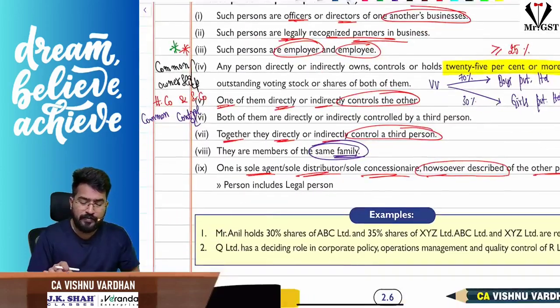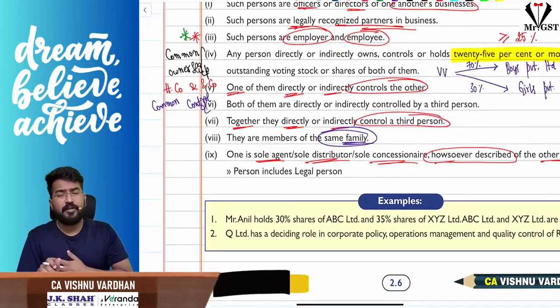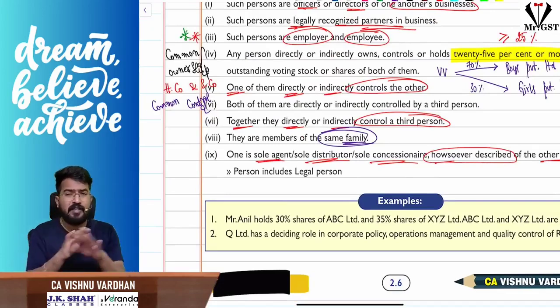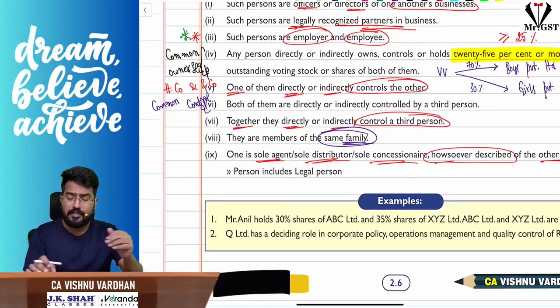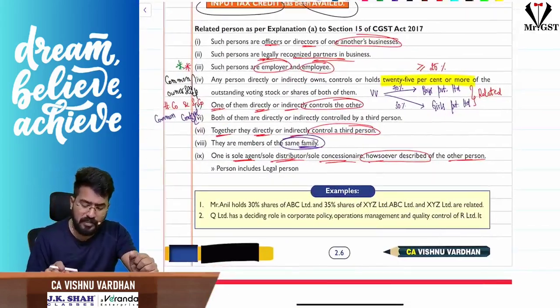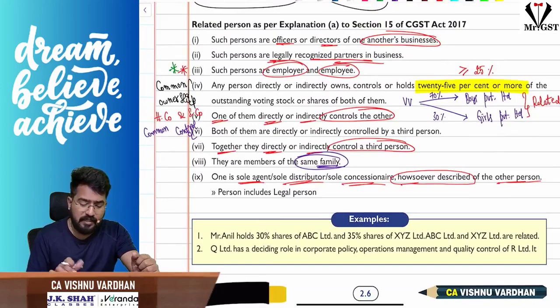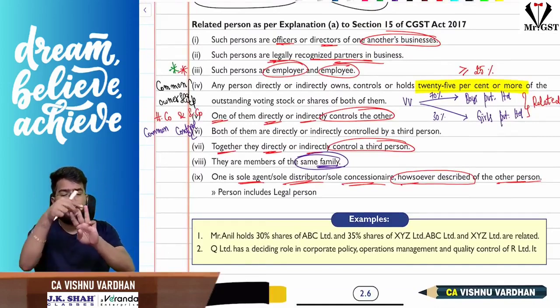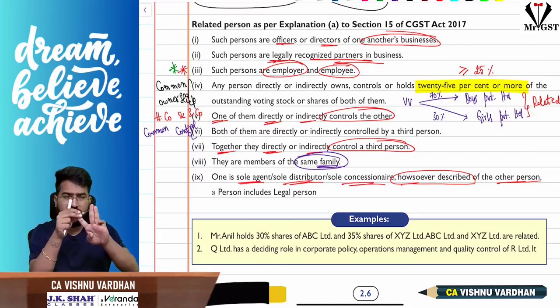Next, one of them directly or indirectly holds the other person. Holding company, subsidiary company. Next, both of them are directly, indirectly controlled by a third person. As I told, here there is a common ownership. There can be common control also. So because of that, they are becoming related. Please understand, in point number 4 and 6, there are 3 persons. Out of the 3, 2 members are commonly controlled by third person, or in these 2 entities, this fellow is having common ownership greater than or equal to 25%.